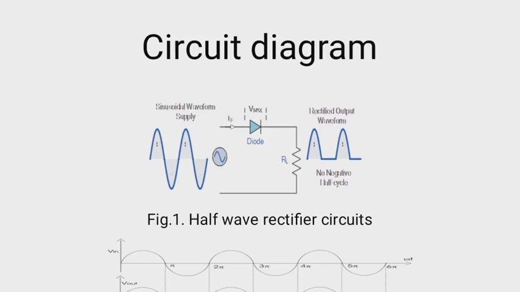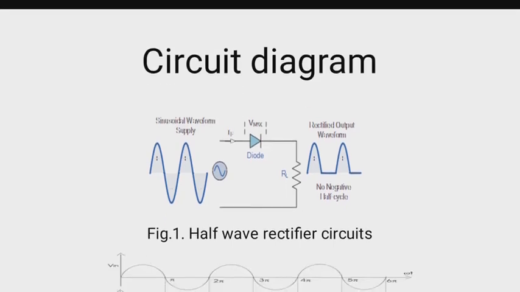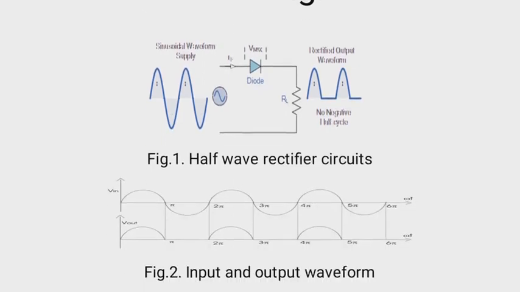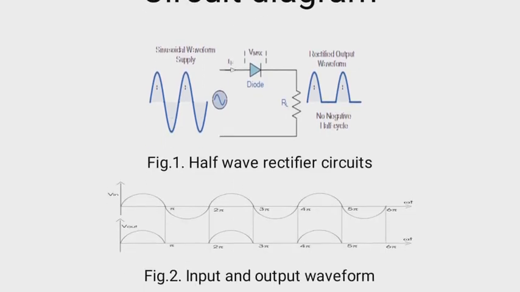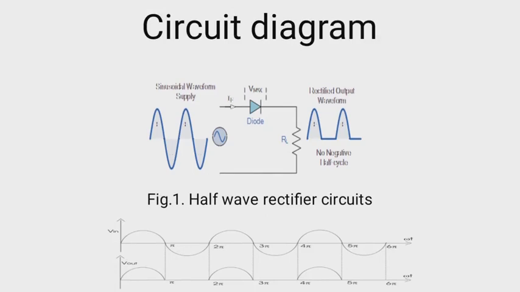Since a forward biased diode offers a very low resistance, the voltage drop across the diode is also very small: for germanium it will be 0.3 volt and for silicon it will be 0.7 volt. This is basically called the cut-in voltage for germanium as well as silicon.